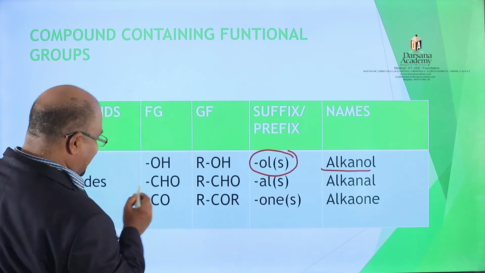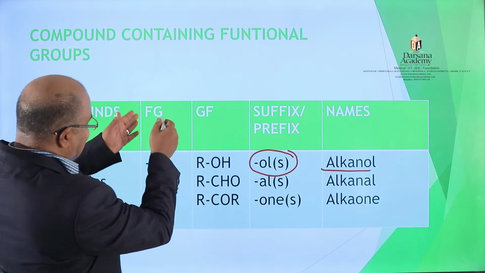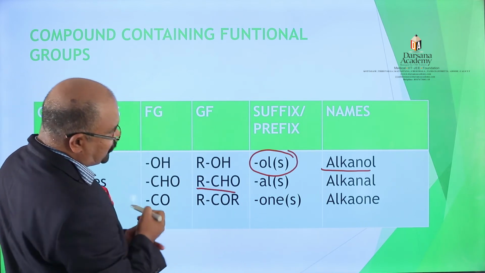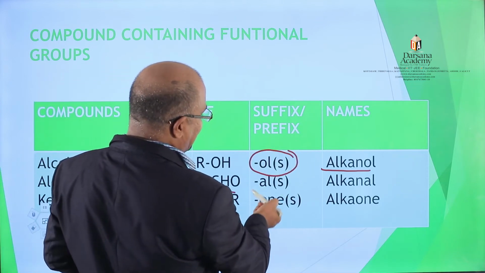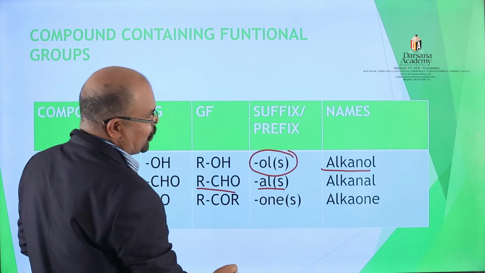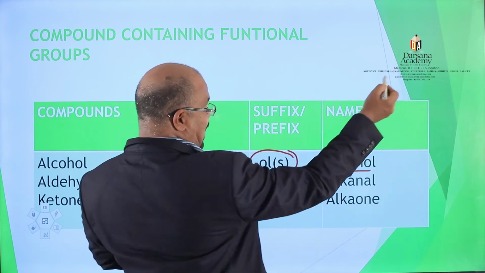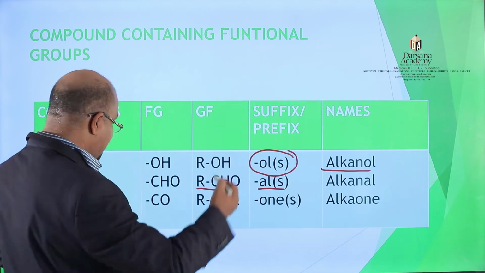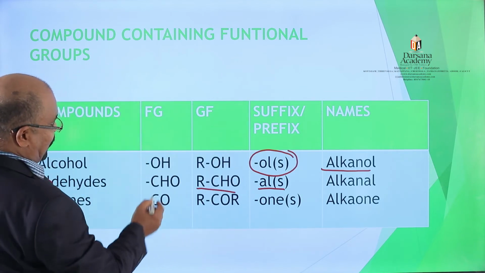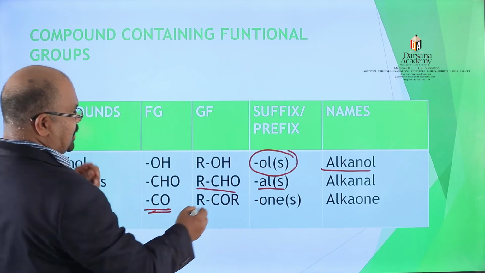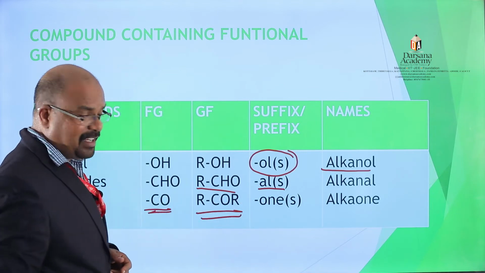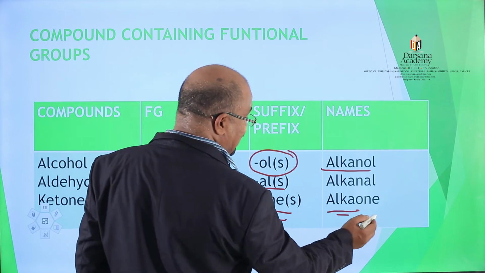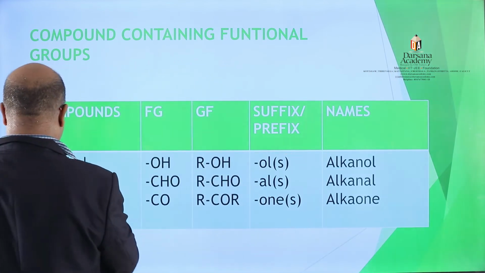The next case is aldehyde. Here the functional group is CHO and the general formula is RCHO. The secondary suffix is AL, so the name is alkanal: methanal, propanal, butanal, pentanal, etc. In the case of ketone, the functional group is CO. We know that the general formula is RCOR. Then ONE is the secondary suffix. The name is alkanone. Clear? Alkanone is the name.